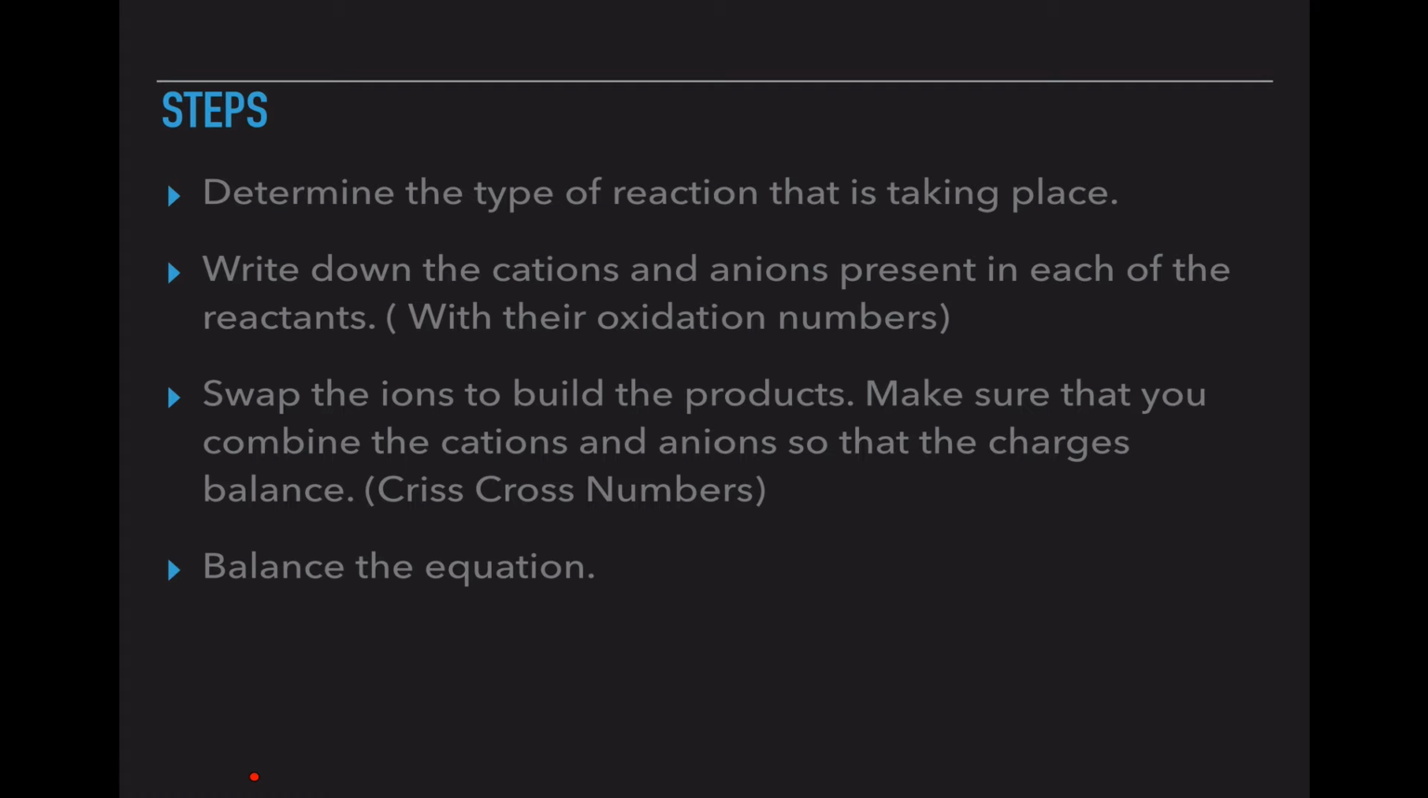Write down the cations and anions present in each of the reactants with their oxidation numbers. So we're going to rewrite them with their pluses and their minuses. Swap the ions to build our products. Make sure that we combine the cations and anions so that the charges balance, and crisscross our numbers.